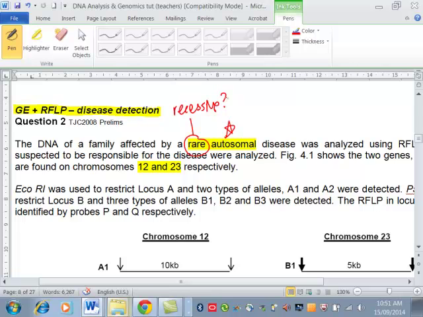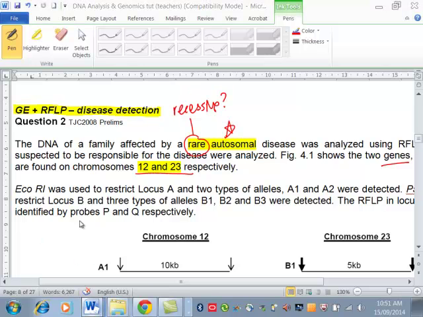Okay. Then the other thing for you to take note is that it says the two genes A and B are found on chromosomes 12 and 23. What is this trying to tell you? 12 and 23.